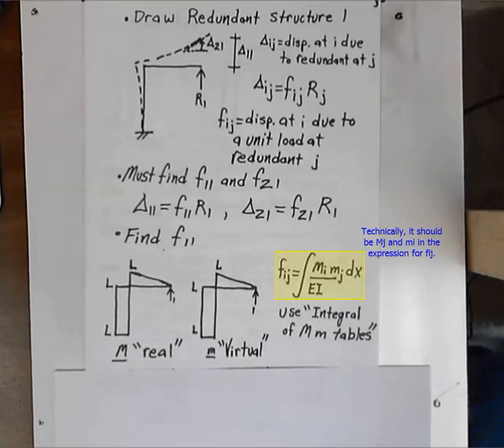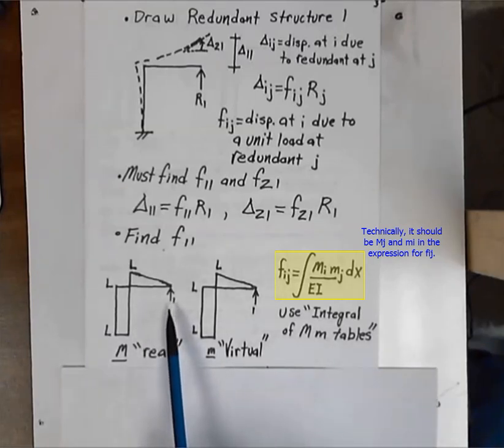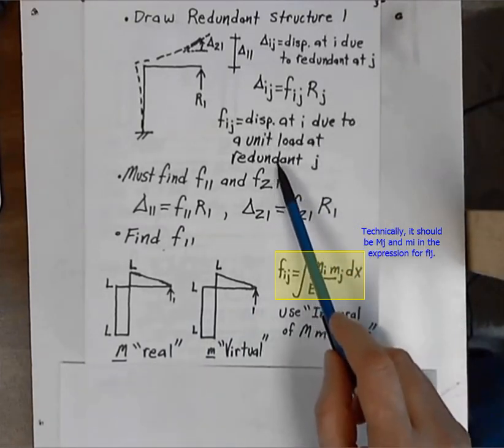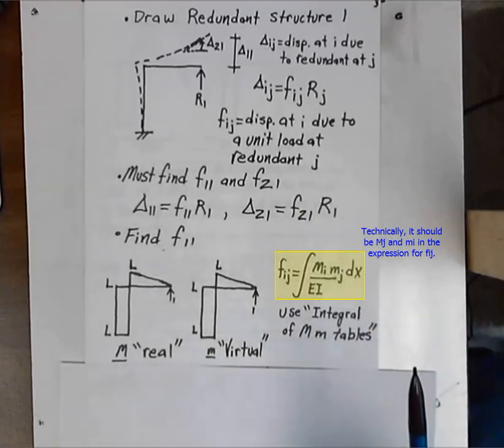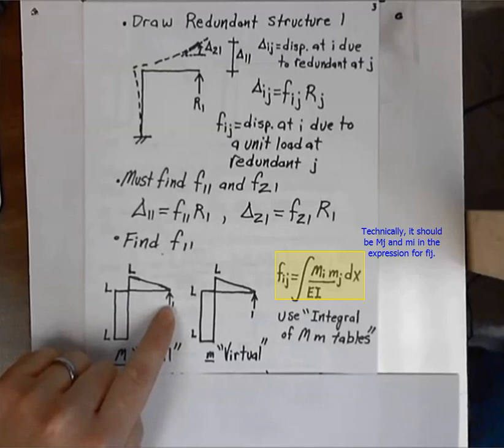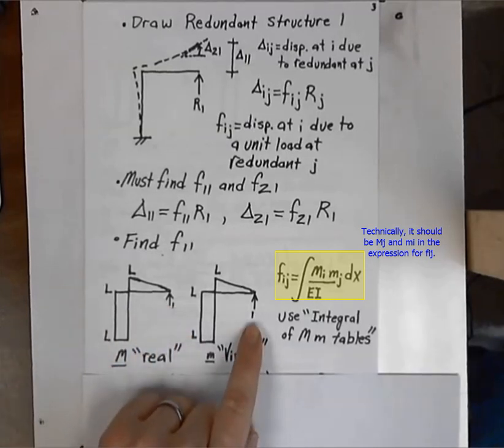In order to do that, we need to consider applying loads to our structure so that we can apply the principle of virtual work. Now, when we find F11, really what we're doing is we're saying that we want to find the displacement at i due to a unit load at the redundant j. And so we have the moment diagram due to the unit loading right here, and we have the unit load in the direction of displacement that we want to find. And so we put a unit load here.